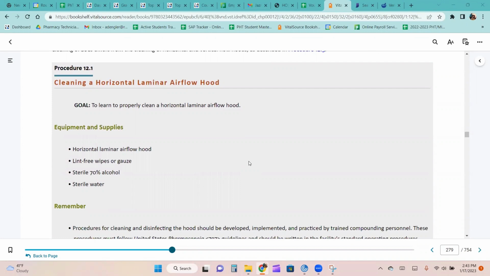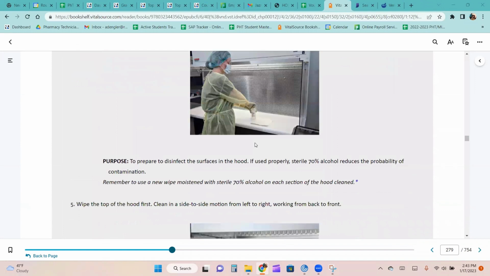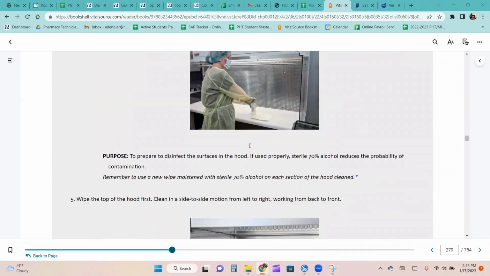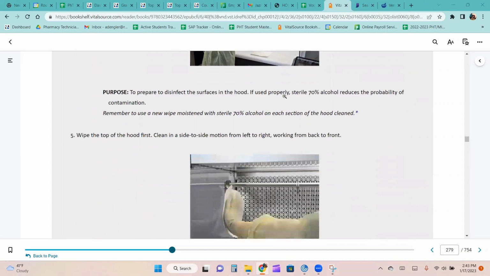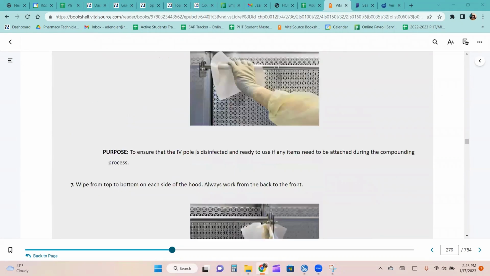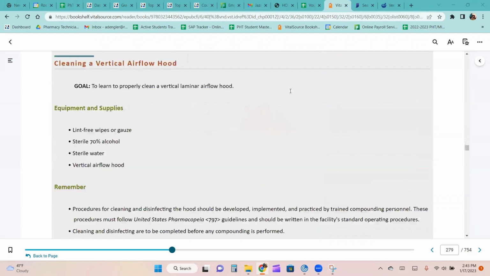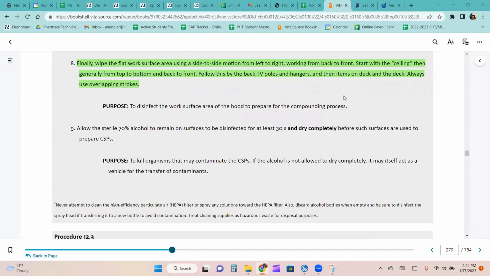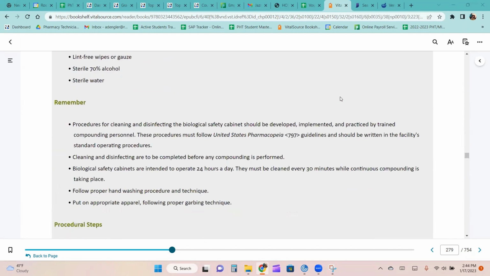Procedure 12.1 shows you how to clean a horizontal laminar airflow hood. So all the steps are in here. If you end up working in a hospital or externing in a hospital, they could have different rules and they're going to teach you their way, but you should at least know a little something about that. And then again, 12.2 is cleaning the vertical airflow hood. And 12.3 is cleaning the biological safety cabinet.